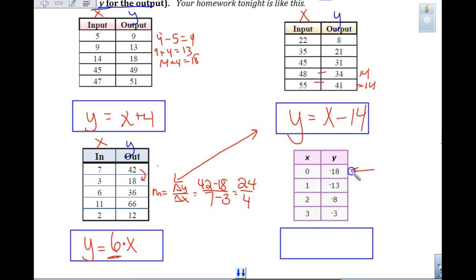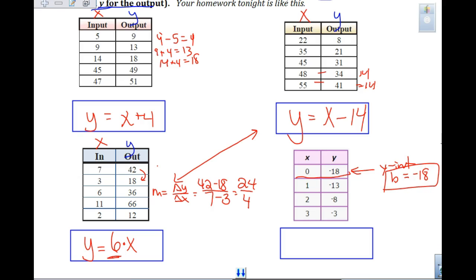So I know this is called my what at 0, negative 18. That's a special number from the last unit. It's my what? Y-what? Y-intercept. So this is my y-intercept. Anytime I have x equals a number, when x is 0 in my table, this number means that b equals negative 18. So I get that.